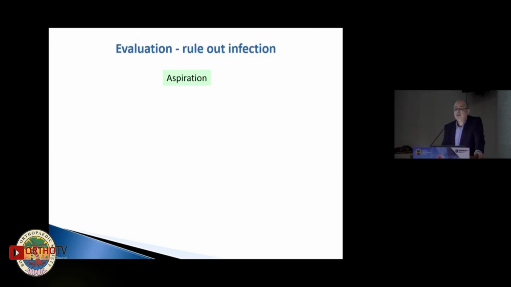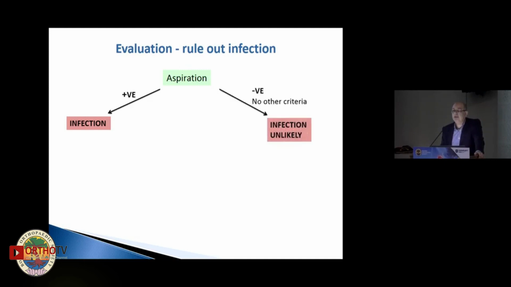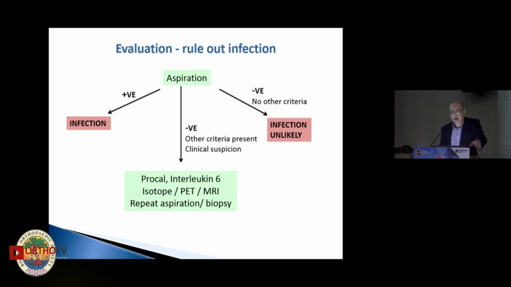So now if your aspirate has come positive, it means you have infection. If it comes negative and the suspicion of infection is low because there are no criteria, then infection is highly unlikely. But if it is negative, but there are still other criteria to make you suspect infection, then I would do the other tests. And to me, I still personally feel PET is better than MRI, though I'd like to talk to Aditya about that.